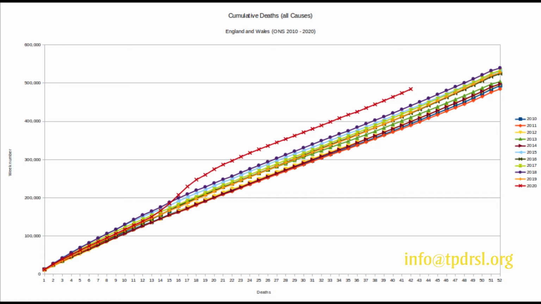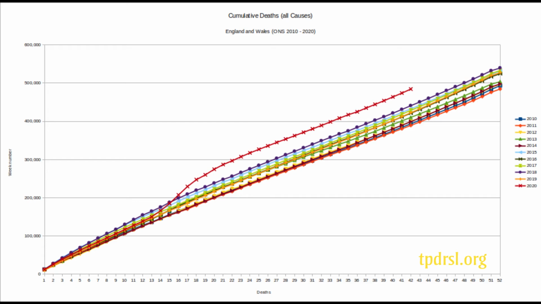The big lump of excess deaths that we saw in the previous chart caused the increased gradient that you'll see in the red line in this chart from week 13 to week 21, at which point the line becomes pretty much the same gradient as the rest. This shows that over that short period there was a much higher rate of death than there have been for the other years. But then after that, the rate is pretty much the same as it has been for the past decade or more.